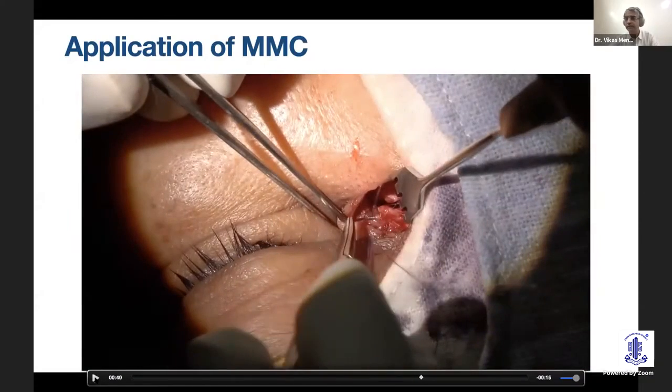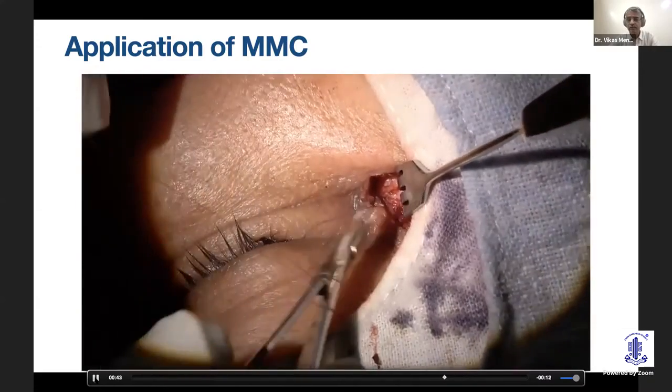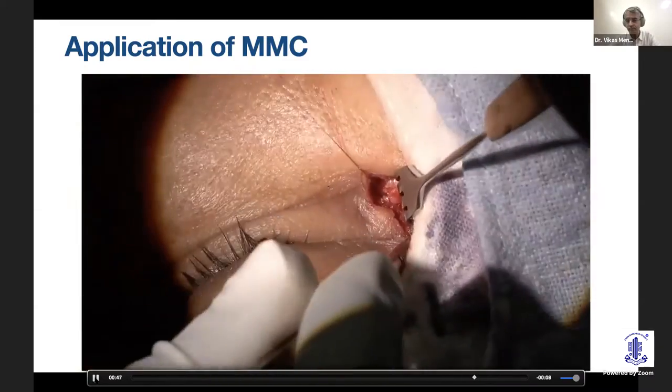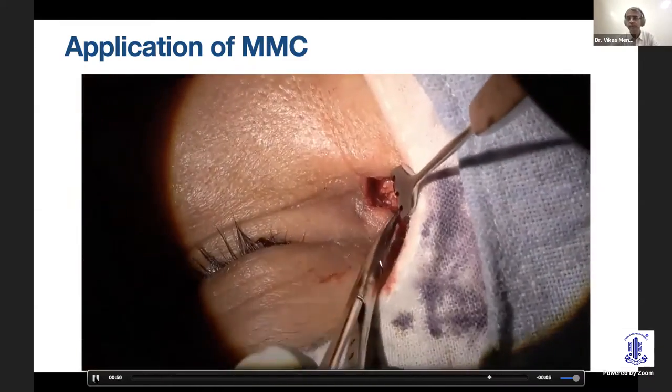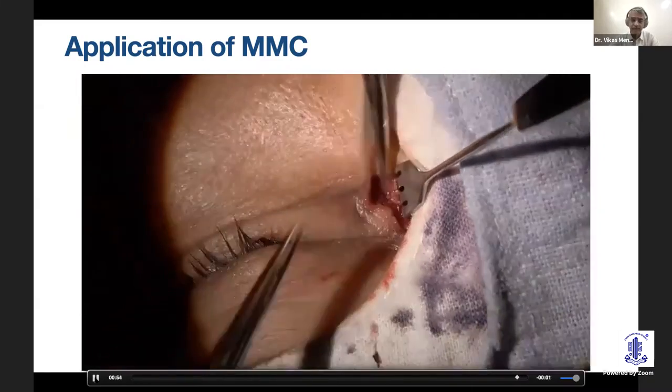And some surgeons do not prefer to irrigate also, but that also seems to be working fine. So that's an individual choice probably. And then you just close your flaps over it, and the skin and orbicularis the usual way. So that is how you apply Mitomycin C in your ostium. It's a pretty straightforward, simple technique.